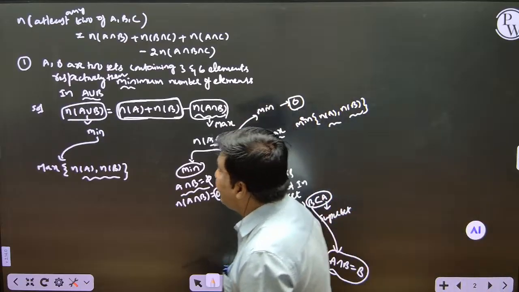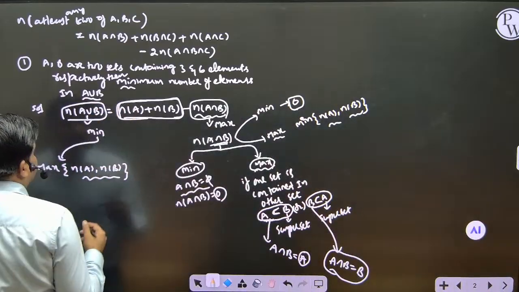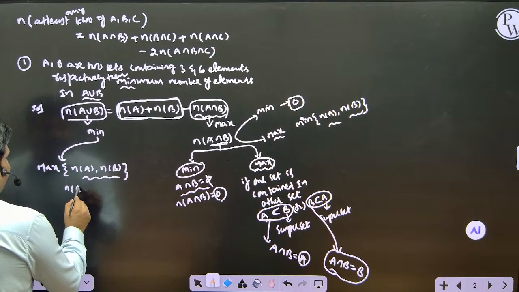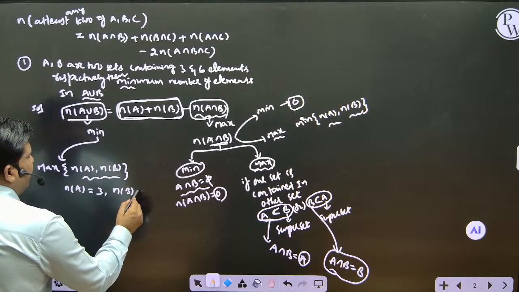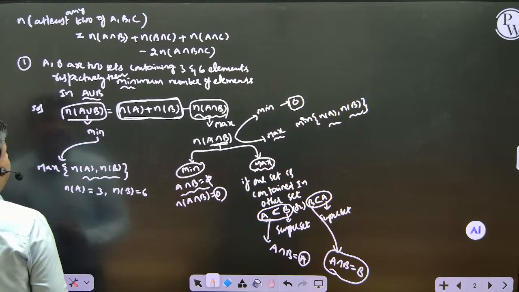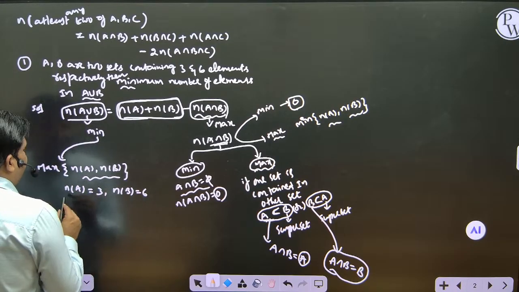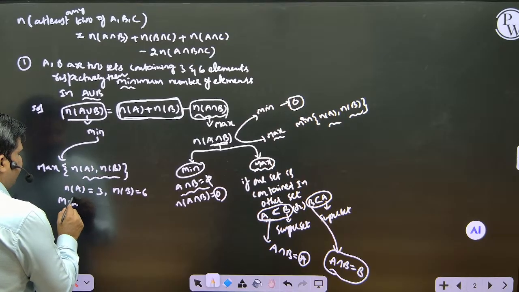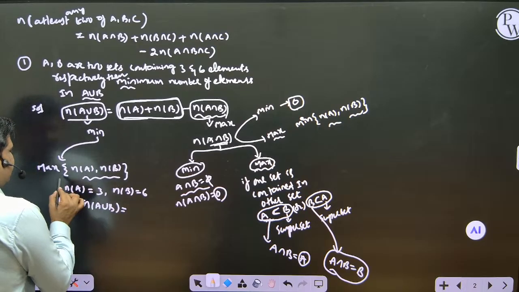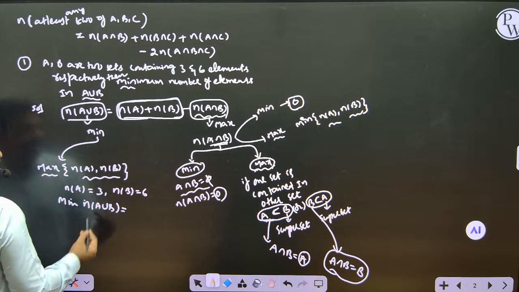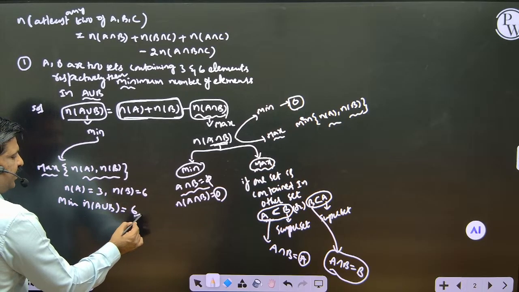Now you tell, here it is asked, set A has how many elements? 3. Set B has how many elements? 6. But he asked the minimum number of elements in A union B. So that's why the minimum of n of A union B is equal to the maximum of n of A comma n of B. That is 6, or no.